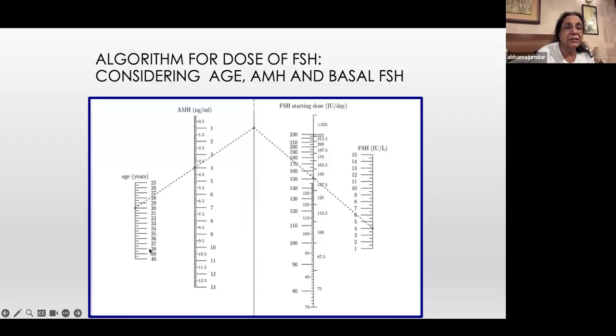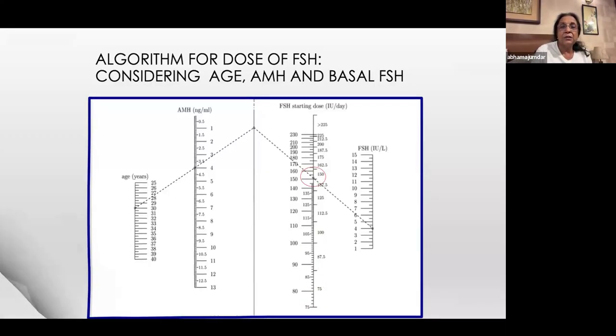Now, if you see, this is the age column, this is the AMH column. How do you decide the dose? And this is the FSH column. How do you decide the dose over here? So if you look at this patient, age is 30, her AMH is 4, and her FSH is 4. So this algorithm chart takes two lines across the age and this, and takes this to meet this dot. And where does the dose come? To around 150, right? So this becomes the ideal dose for this patient with the AMH of 4, age 30 years, and the FSH levels of 4.